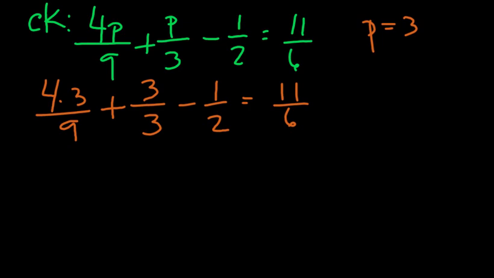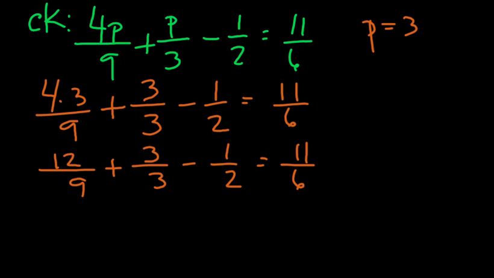Okay, starting over on the checking, we're going to get 12 over 9 plus 3 over 3 minus 1/2 equals 11 over 6. Now, we need some common denominators. Okay? And we've got ninths. Of course, that 12 ninths might reduce, mightn't it? Could you divide them both by 3 and make that 4/3? Boy, that helps, doesn't it?